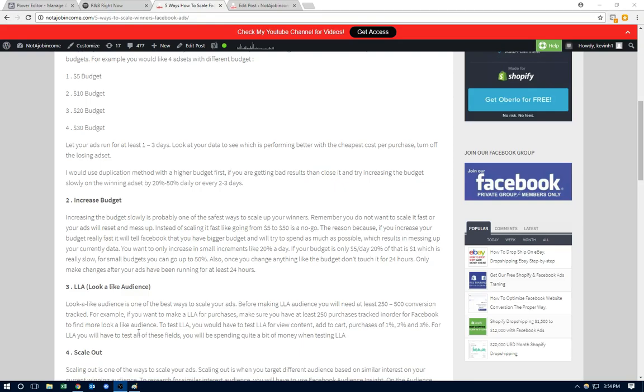With lookalike audience, you will be spending a bit more money here to test different lookalikes. So for lookalikes, let's say you have a winning product. I would do a lookalike for view content, a lookalike for add to cart, and a lookalike for purchases. But remember, with these lookalikes, you need at least 100 to 500 conversions tracked in order to be more effective at finding you more lookalikes, right? So let's say you have purchase lookalikes, you have like 500 purchases tracked, and Facebook has a rough idea of knowing your audience.